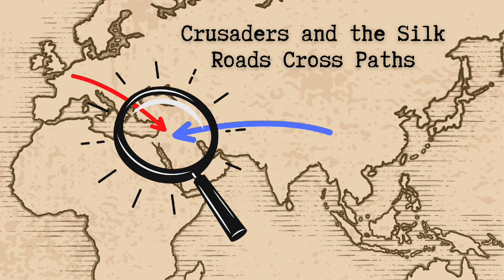Crusaders and the Silk Roads crossed paths. The blue arrow on this map shows where the overland routes of the Silk Roads ended in the west, while the red arrow shows where the farthest Crusades routes reached to the east. This is where the Crusaders met the Silk Roads and created that connection that helped to spur the growth of the Silk Roads.